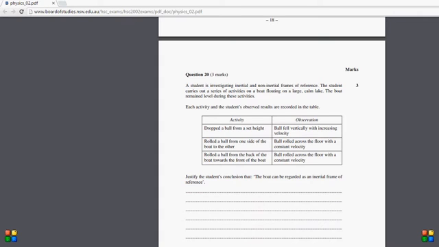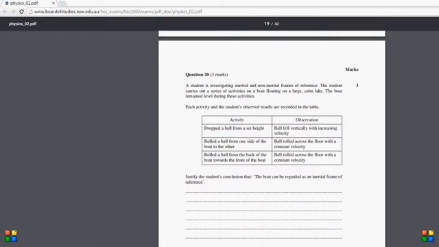Because the boat is floating on a large calm lake, it remains level during these activities. Alright, so I'm going to leave this one last, but I'm going to go through this one first. So a ball is rolled from one side to another. The ball rolls across with constant velocity, meaning it's not accelerating, and so it's an inertial frame of reference. Same reason here, not accelerating, inertial frame of reference.